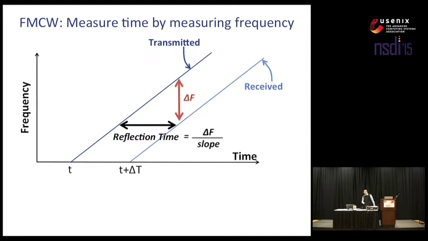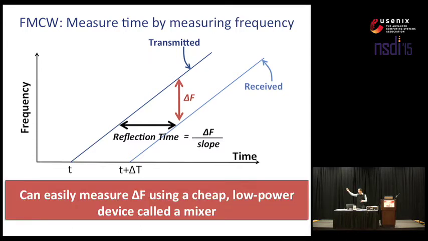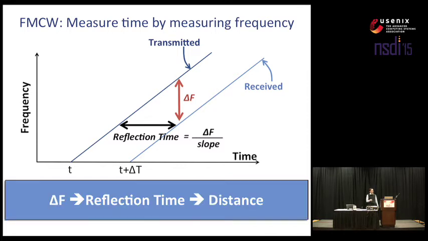It turns out that it's extremely easy to measure this frequency shift. All you need to do is to use a component like the one in my hand. It's called a mixer. It's passive, low power, and in fact, it's found in all of our wireless transceivers. Even your cell phone has multiple mixers. So to summarize, what these systems do is that they use FMCW and a mixer to compute the frequency shift, map it to the reflection time by dividing it by the slope, and then they can get the distance.